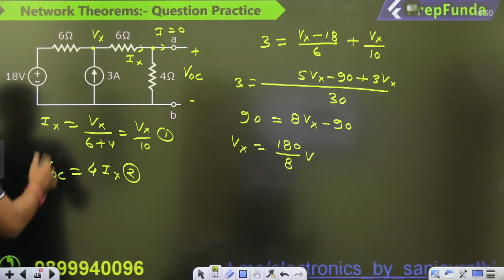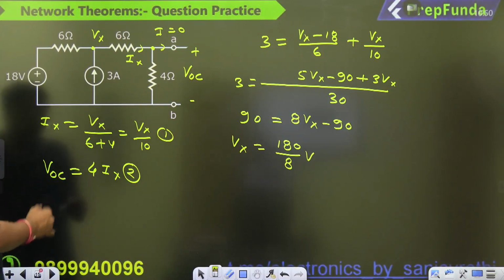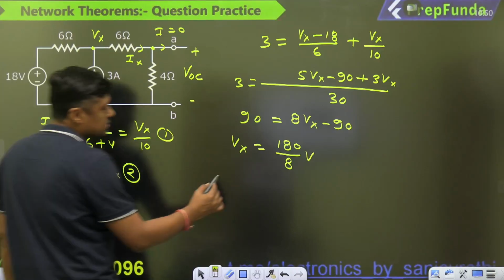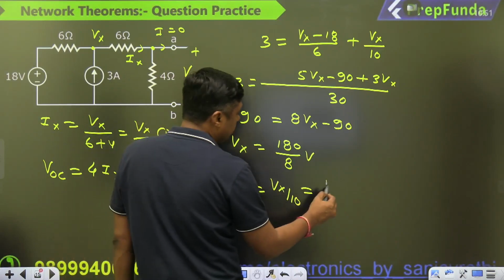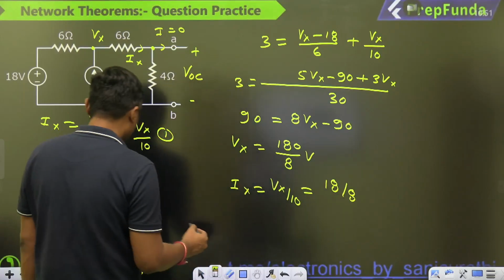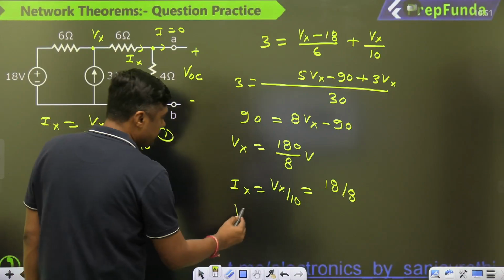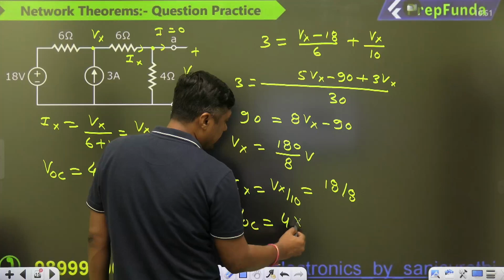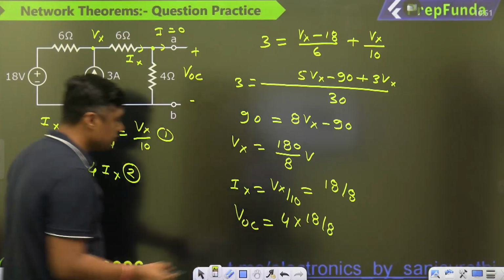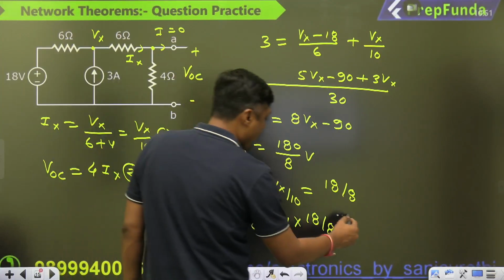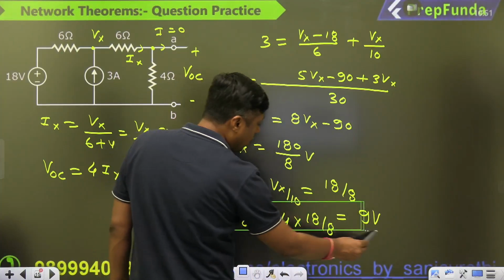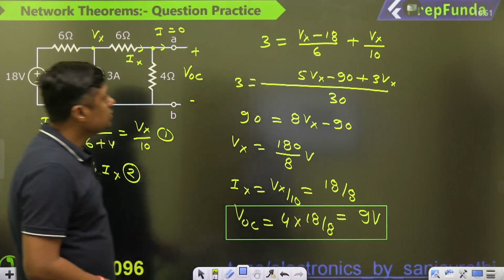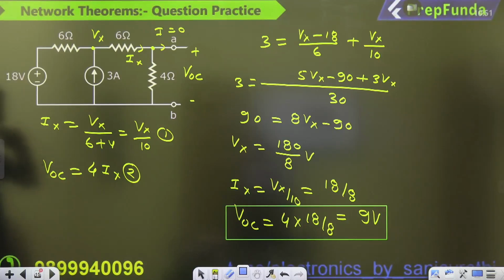So what is the Ix? That is Vx by 10. So Ix will become 18 by 8, and VOC is 4 times Ix. So what is the VOC? 4 into 18 by 8, 4 times Ix, and that's why it will become 9 volt. That is the answer. This is one way to solve, guys. Is there any other method? 9 volt.